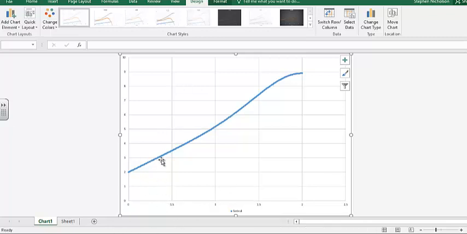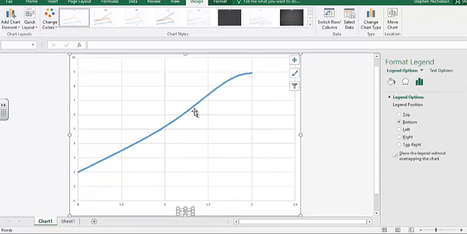So for a given X, there's one value of Y. You see how it increases pretty linearly until you get to about here, and then it starts to level off. And we could make some changes. If you click on different parts of the graph, you can change the title here. Sometimes if you double click in there, I'm just trying to change the title name.